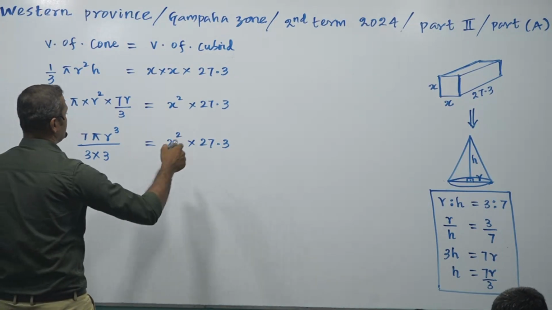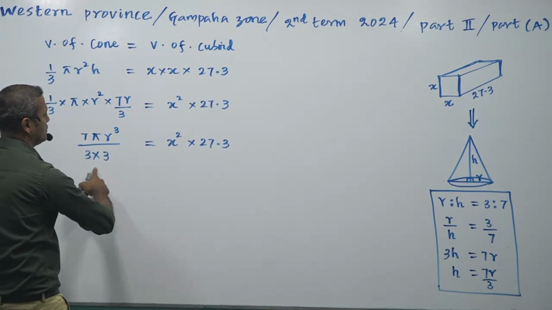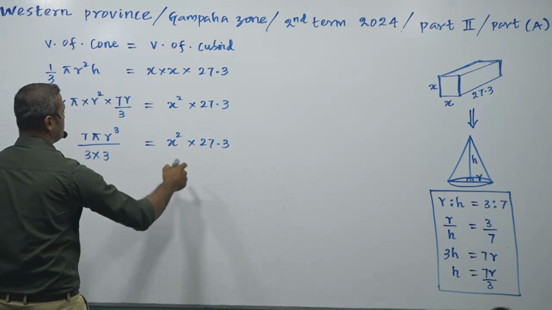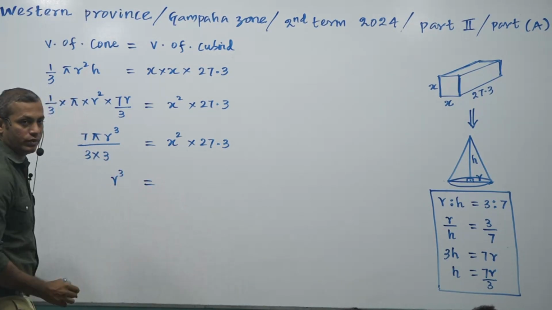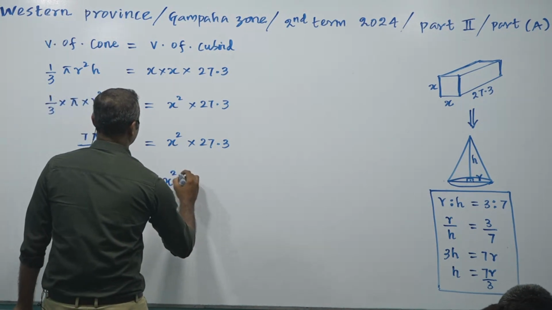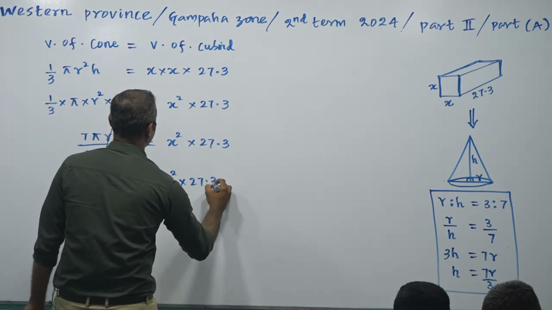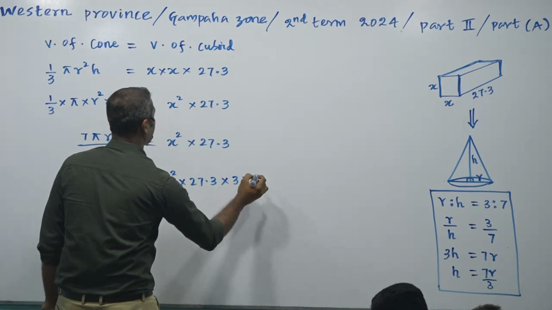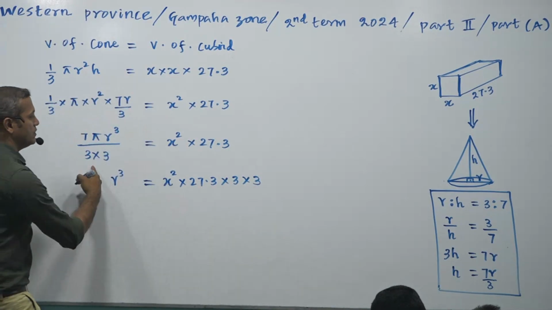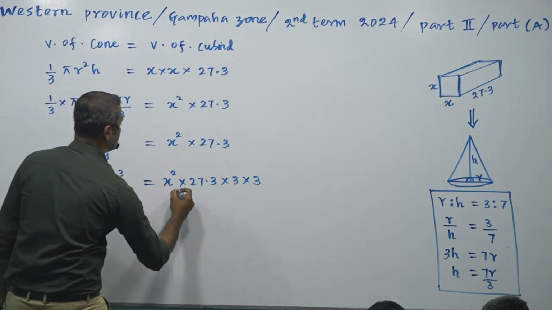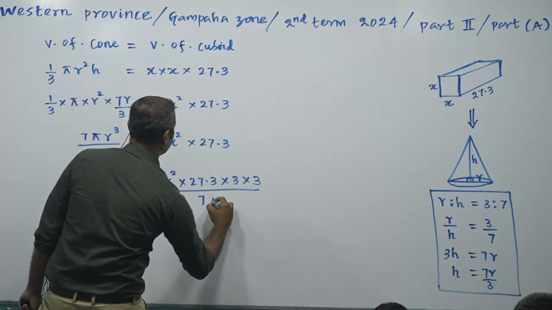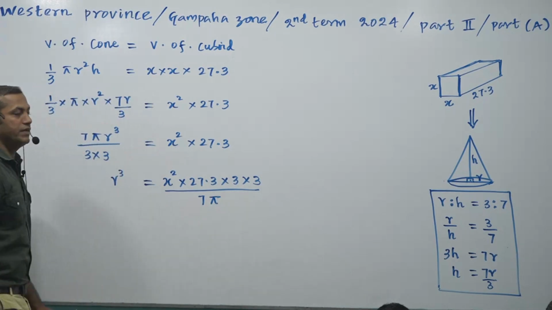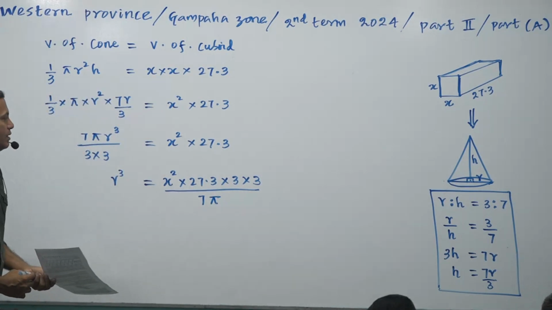Now cross multiply, take the bottom ones to the top and the top ones to the bottom, and make r cube the subject. Then r cube is equal to x squared into 27.3 into 3 into 3. Yes or no? Take the bottom ones to the top and the top ones to the bottom. Then this comes down: 7 pi. Okay? Right.